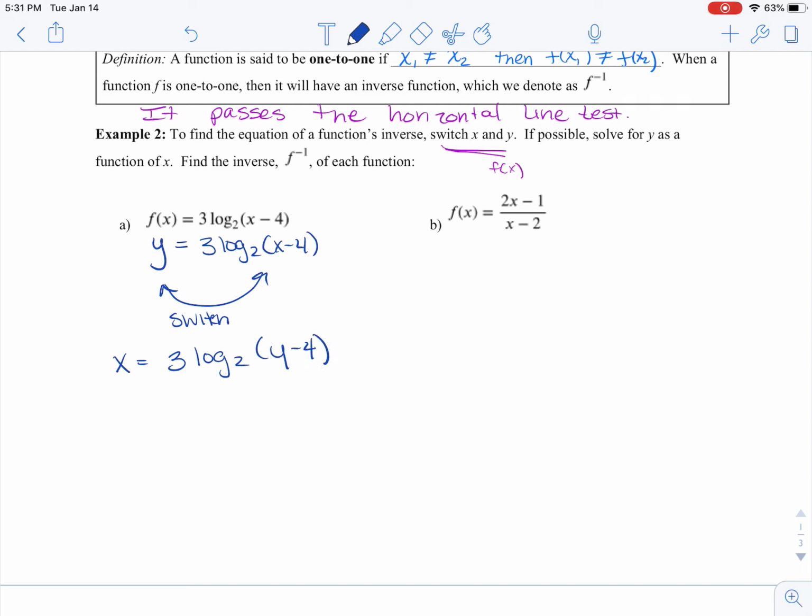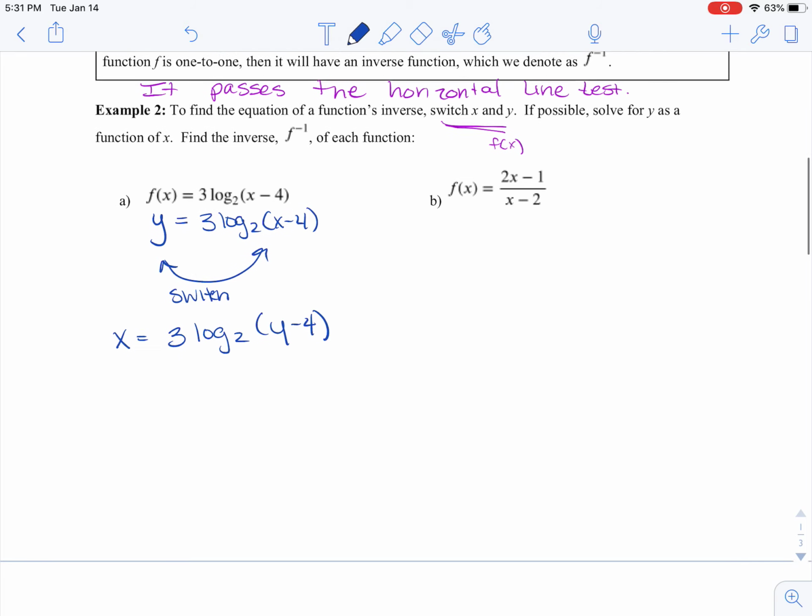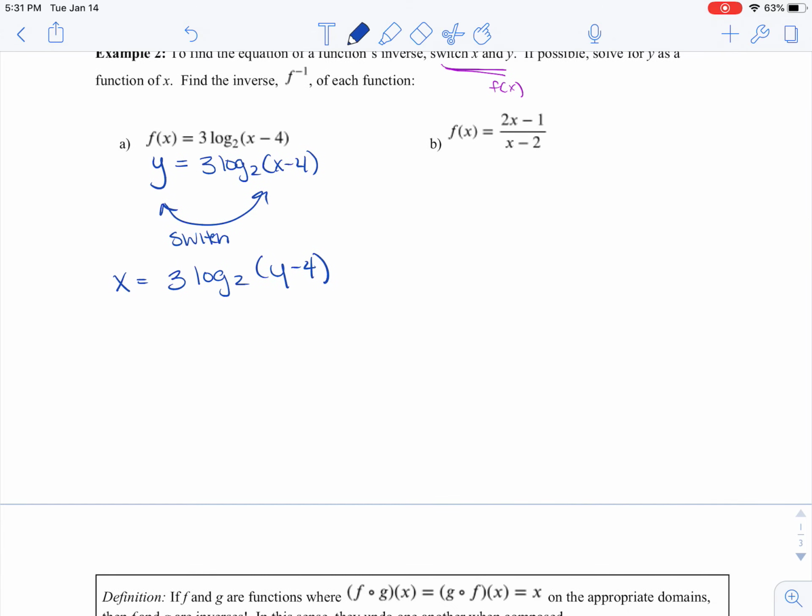Now in a minute we're going to use our property of what logarithms mean. But before we do that, we want to isolate the log expression on our right hand side. So we're going to divide both sides by 3. We'd have x over 3 is log base 2 of y minus 4.